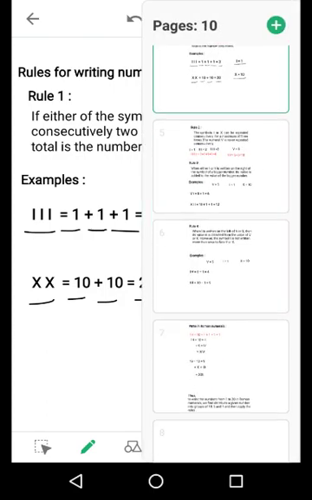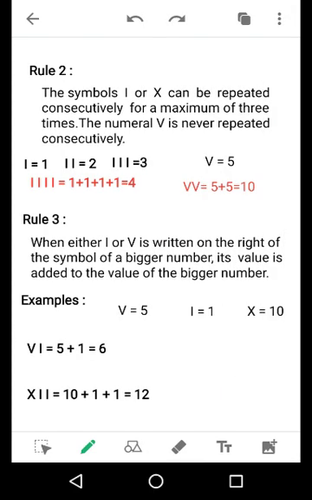Now see rule number 2. The symbols I or X can be repeated consecutively for a maximum of 3 times. Let's see examples. I for 1, 2 times I for 2, 3 times I for 3. But we cannot write 4 times I for 4. It will be wrong, because 4 is written in another way. We will discuss it later.